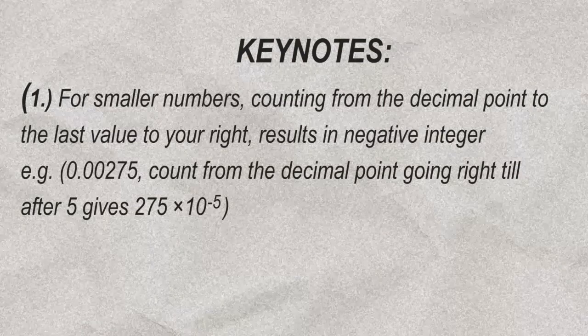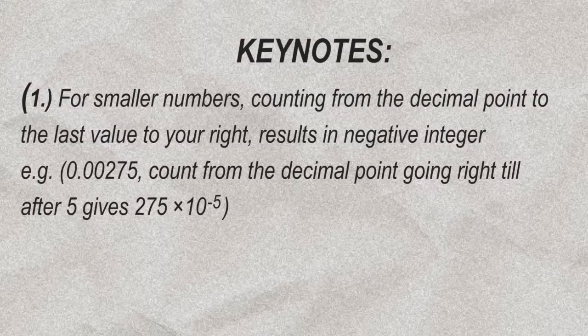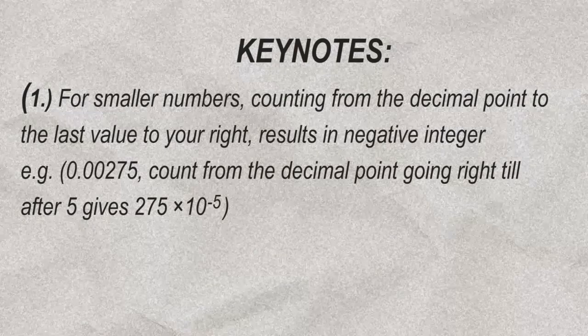It is negative. Why? Because we counted from the decimal point to our right hand side. So any smaller number, where we count from our decimal point to our right hand side, will give us a negative integer. That is keynote 1.